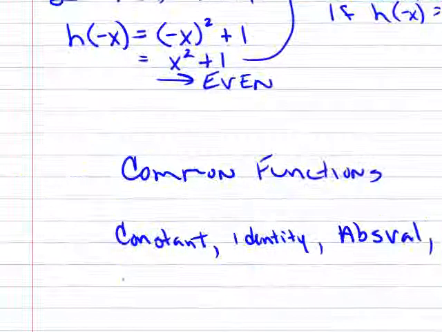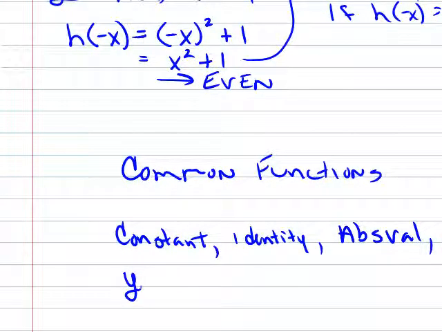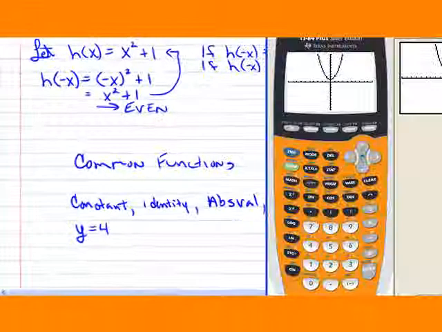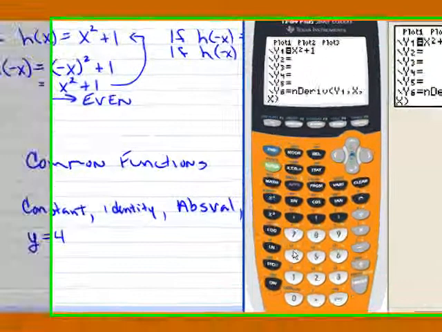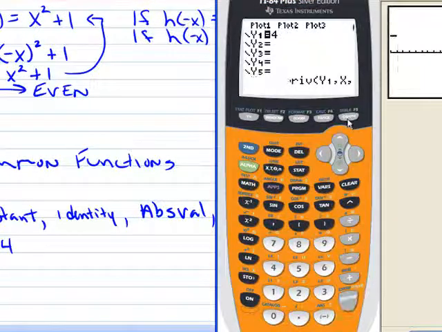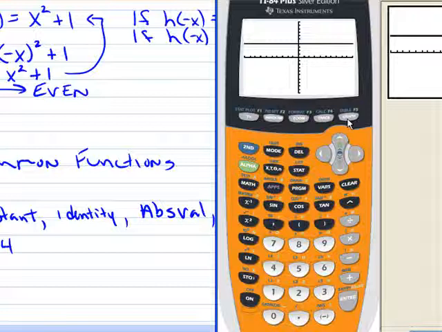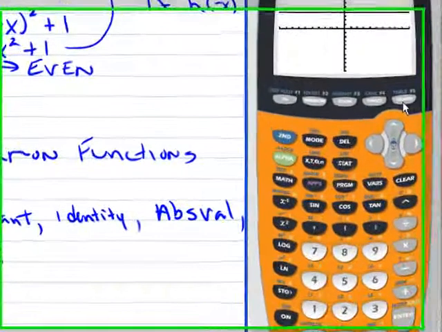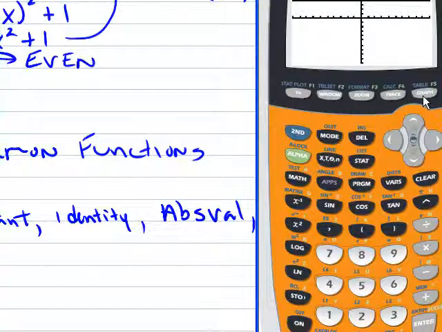Example of a constant function, y equals 4. Do you have a picture of that? Here's a picture. 4. It's a line that goes through y equals 4. Imagine that. But you had that picture, right?